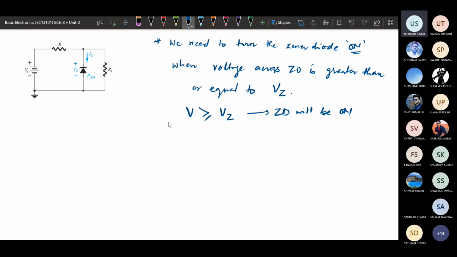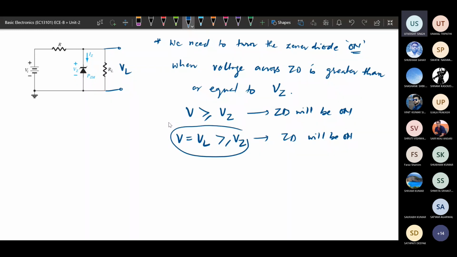Okay, so this is the condition. This voltage across this is nothing but the voltage across this resistor, or we can call it VL. So the voltage across this load, VL, must be greater than or equal to VZ, then only this Zener diode will be on. So we need to maintain this condition to make this Zener diode on. To find this condition, we should be considering this Zener diode as an open circuit.